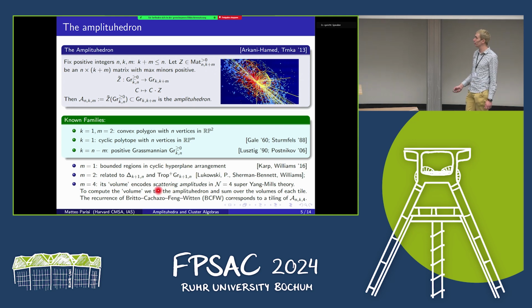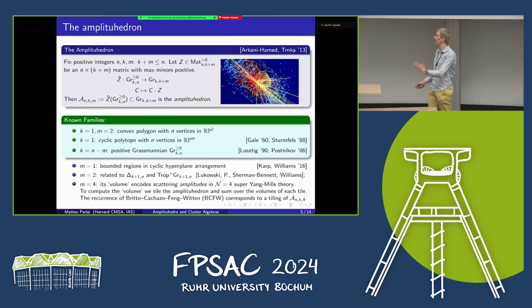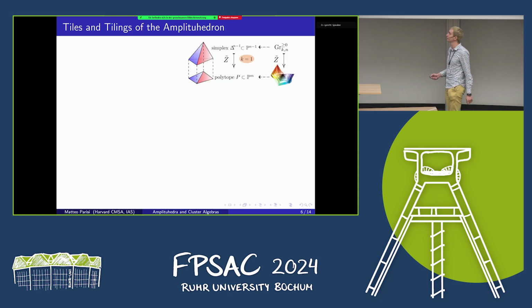And in order to do that, we want to tile it, to subdivide it, and then sum over the volumes of each tile. In particular, there was a recurrence from physics by Britto, Cachazo, Feng, and Witten, which is BCFW, that would correspond conjecturally to a tiling of the amplituhedron. So this is a physics motivation to consider tilings, but let me define properly what they are and also motivate it further.